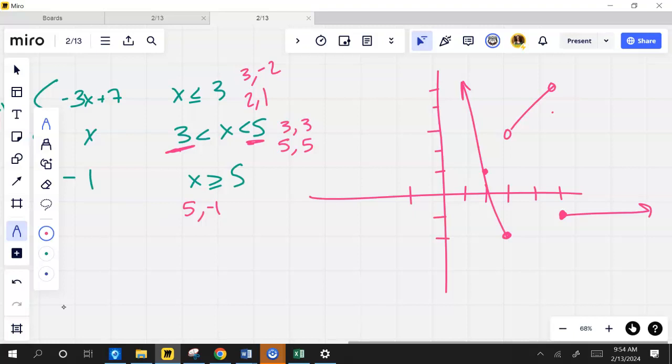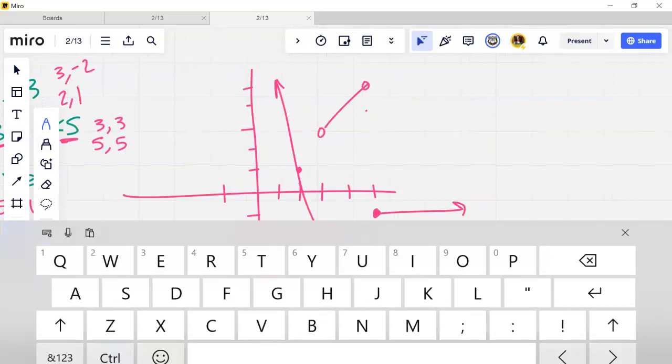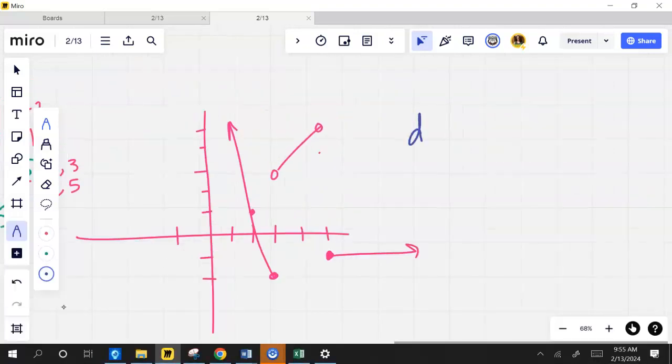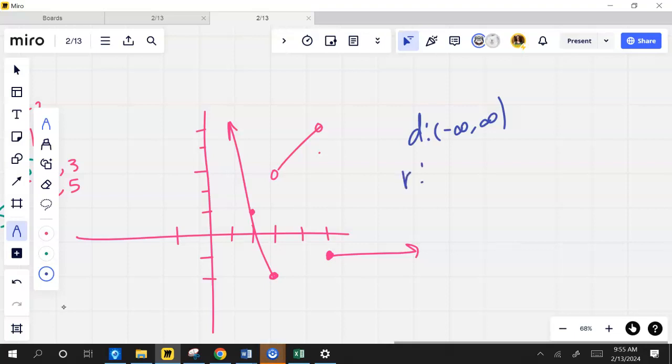All right, domain here, which I think was the biggest question with these. Yes. How about range? What's the lowest the graph ever goes? This is the lowest it goes. Up to what? You got it right.